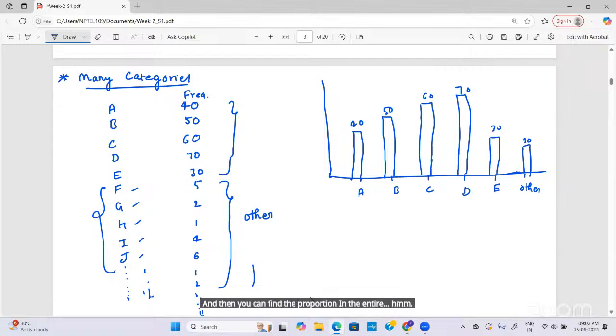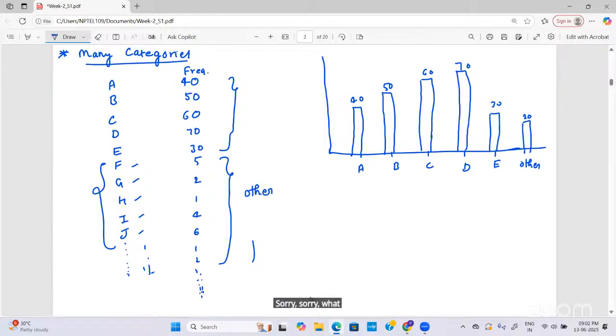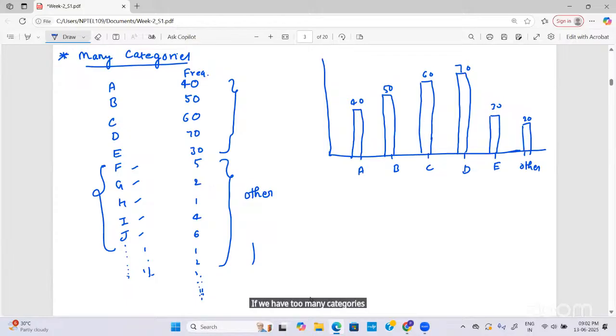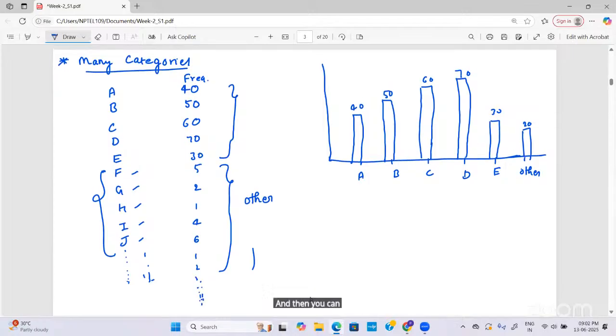Ma'am, if I have categories from A to K, all having almost the same frequency, then do we have to mention all of them on the bar chart and the pie chart? Sorry, what? If we have too many categories and almost all of them have the same frequency, like 40, 50, and there's no minor frequency, then you can represent all the categories. But if you have some categories whose frequency is very less, which are minor, then you can combine them.